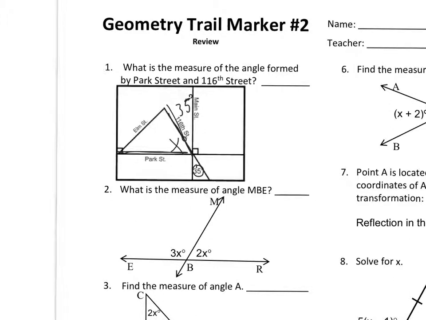And if you look at Main Street and Park Street, it creates a 90-degree angle. So that means that Main Street and Park Street has to create another 90-degree angle on the left. So that means that x plus 35 equals 90 degrees, because this whole angle right here is 90 degrees. So if I subtract 35 from both sides, I get 55 degrees. So that is a 55.